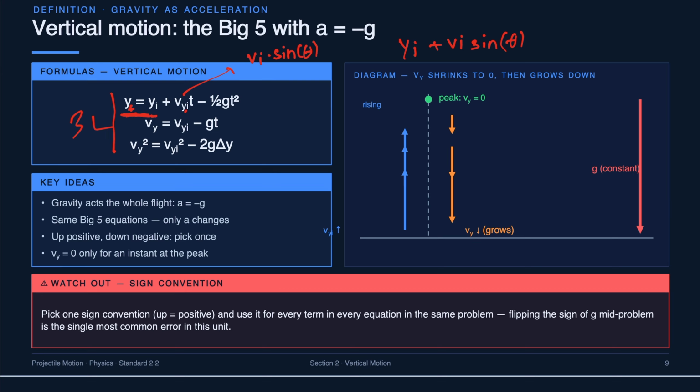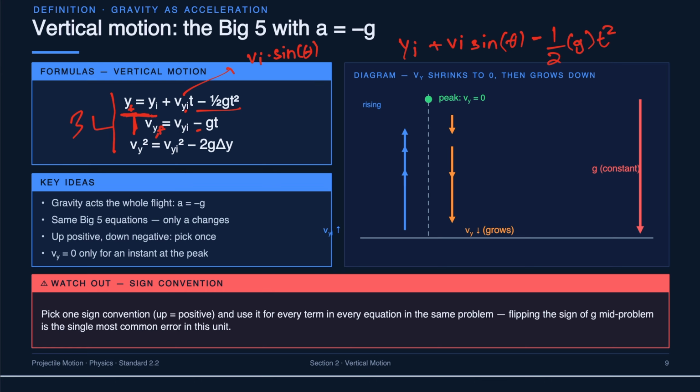Okay? And then minus 1/2 gt squared. That's plus 1/2 at squared, but since g is acting in the negative direction, we do minus 1/2 gt squared. Okay? Now, that's for position. Now let's look at vy final. That's the velocity initial in the y direction minus gt.